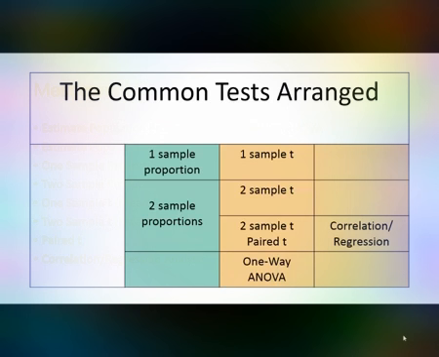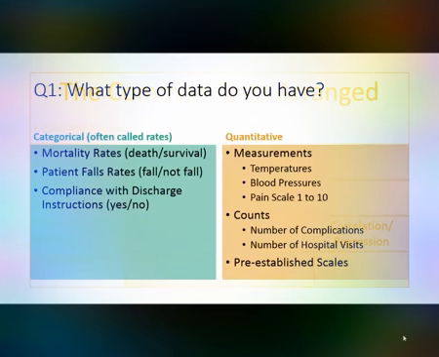Let's deal with the big question. How do I determine which test is most appropriate for my research? To figure that out, the big question, we're going to ask ourselves 3 smaller questions about the study we're hoping to do. Question 1. What type of data do you plan to collect? Data can be broken into 2 classes, categorical and quantitative.